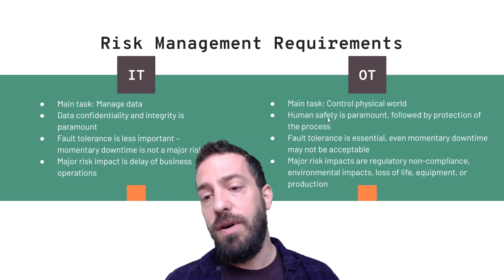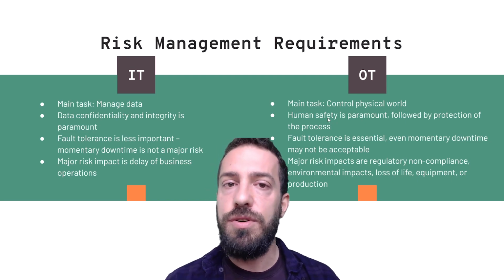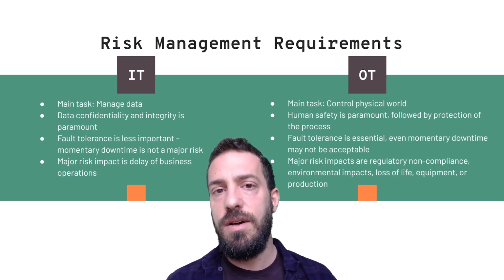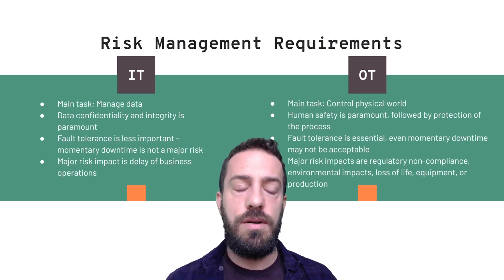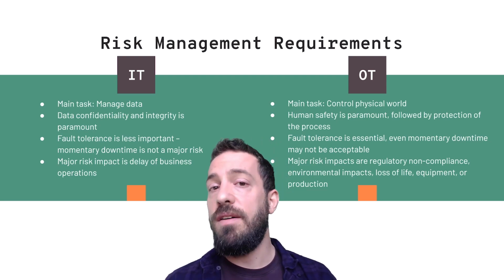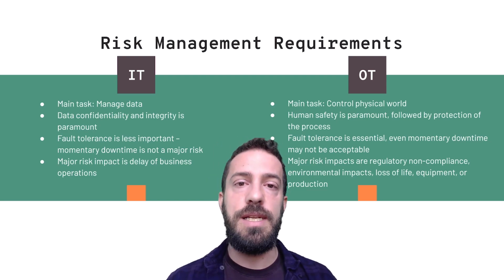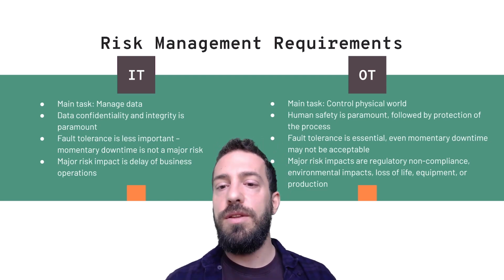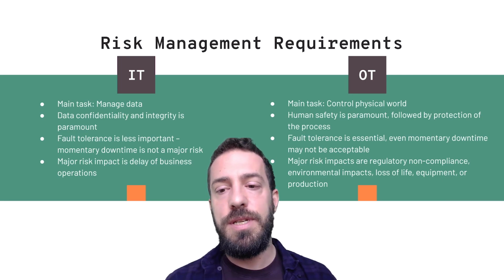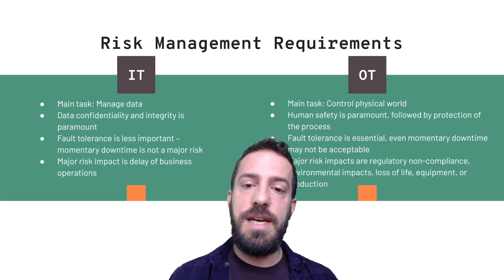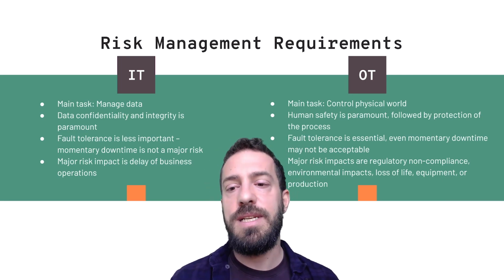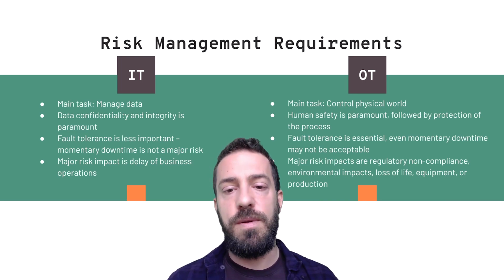And then that's followed by the protection of the process, right? You have to ensure that humans are safe and there's no risk of injury or loss of life. And then you have to ensure your production proceeds as it should. So when you're discussing your risk management approaches, you have to put your objectives, and the first objective will be human safety and then protection of the process.